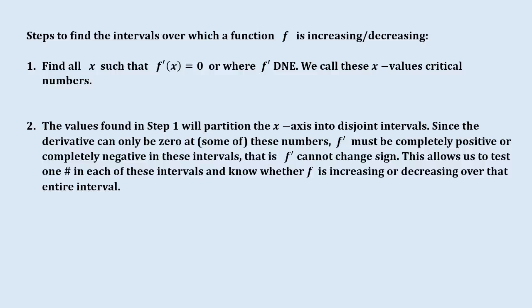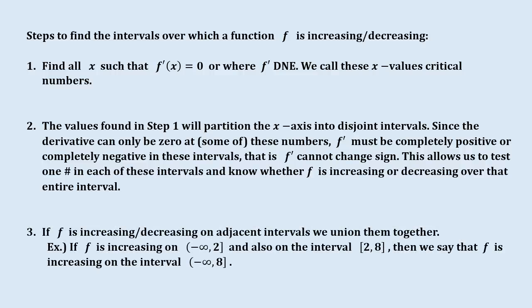Since the derivative can only be 0 at the numbers we found in step 1, the first derivative must be either completely positive or negative in the intervals left and right of those numbers. The first derivative cannot change sign, and that tells us that to determine whether it's increasing or decreasing on each one of those intervals, we just need to plug one number in from each one of the intervals, and then we'll know it's got to be either completely positive or completely negative in that respective interval.